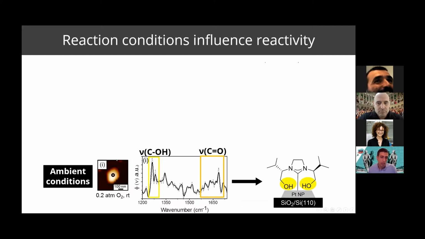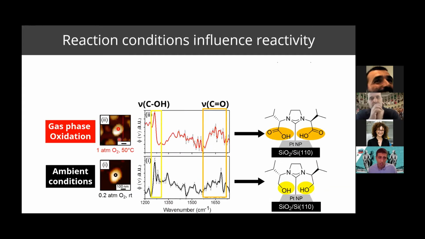What you see here on the left is an AFM topography image of a single catalytic particle. The black circle corresponds to the exact location from which we extracted this spectrum. You can focus on this region here, which is the COH vibration, and we see a dominant peak. This tells us that we have successfully deposited our molecule on the surface.